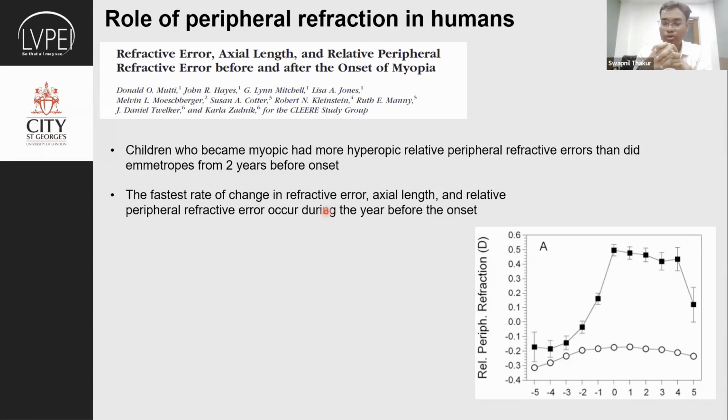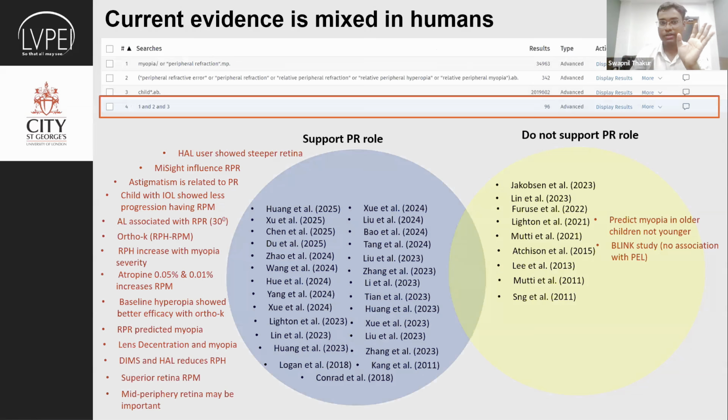And the other outcome of this study was that there was a fast change in the refractive error, axial length, and relative peripheral refractive error before the onset of myopia. So this study gives an indication that relative peripheral hyperopia might be a cause rather than an association. But we should not conclude by looking at only the findings of this study.